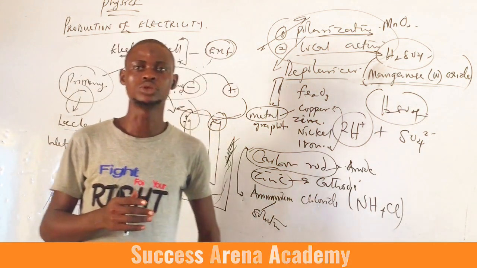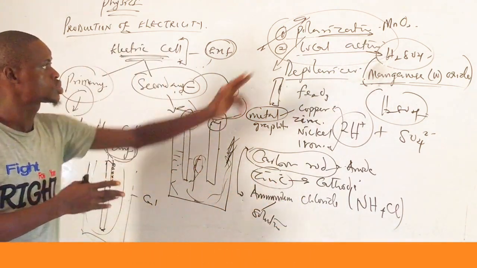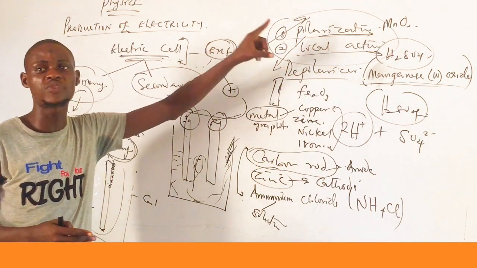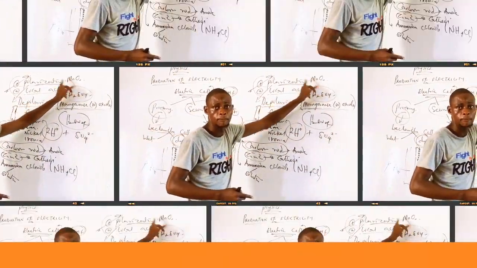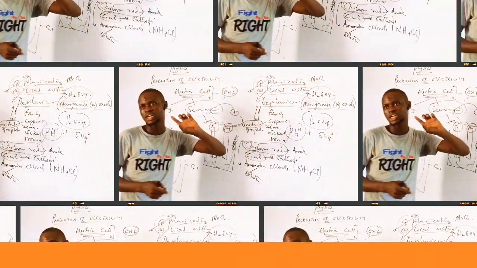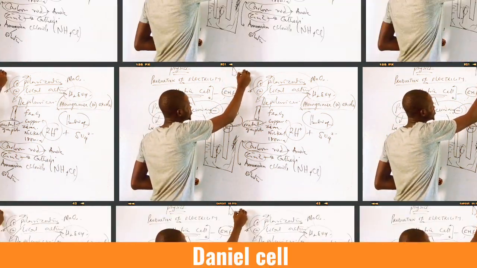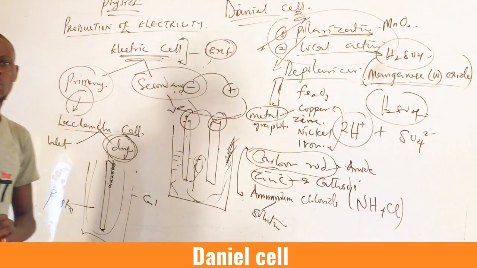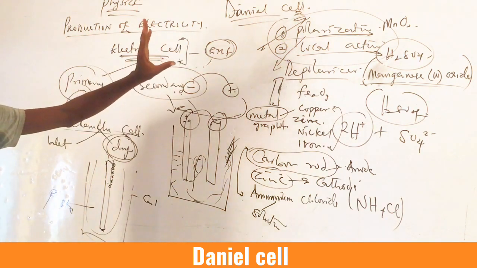Now, many cells have been produced to reduce the effect of this. One of the major cells produced to prevent hydrogen polarization and local action is what we call a Daniel cell. Daniel. Now, the major thing is, what differentiates this Daniel cell from other kinds of cells that we have? That's what we want to know.